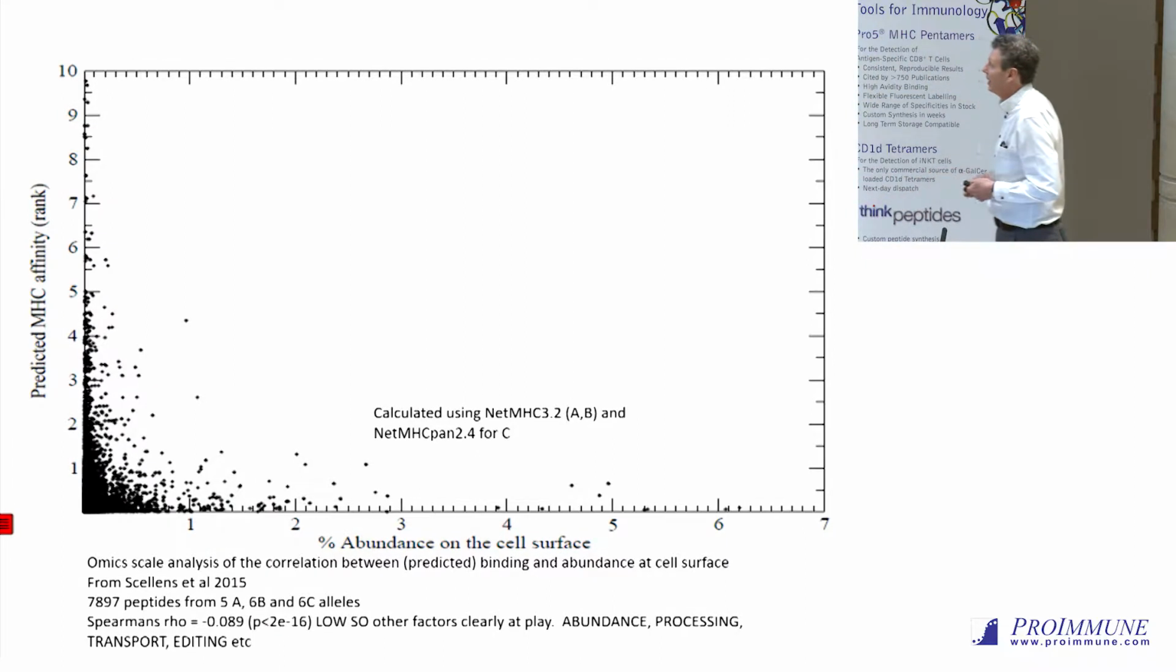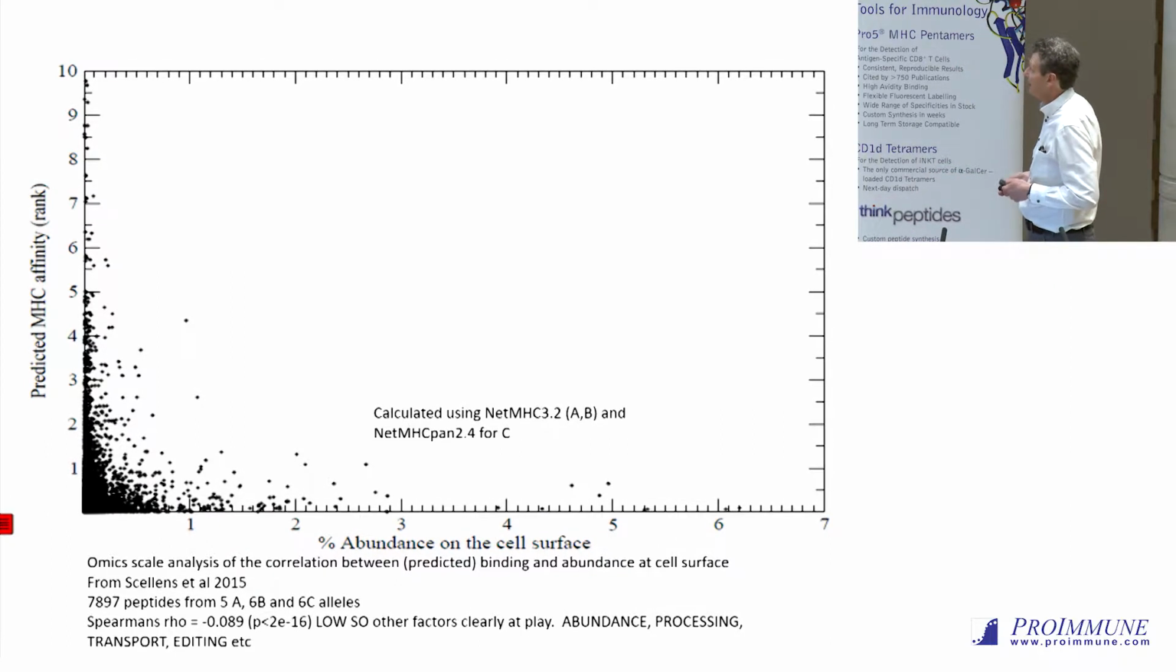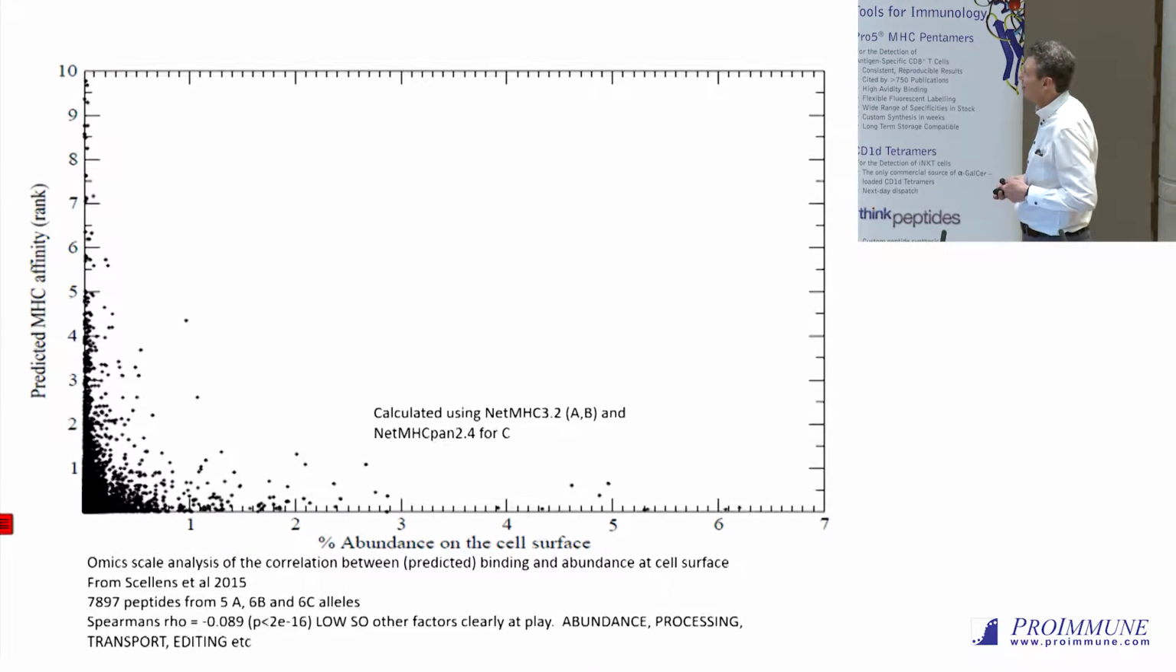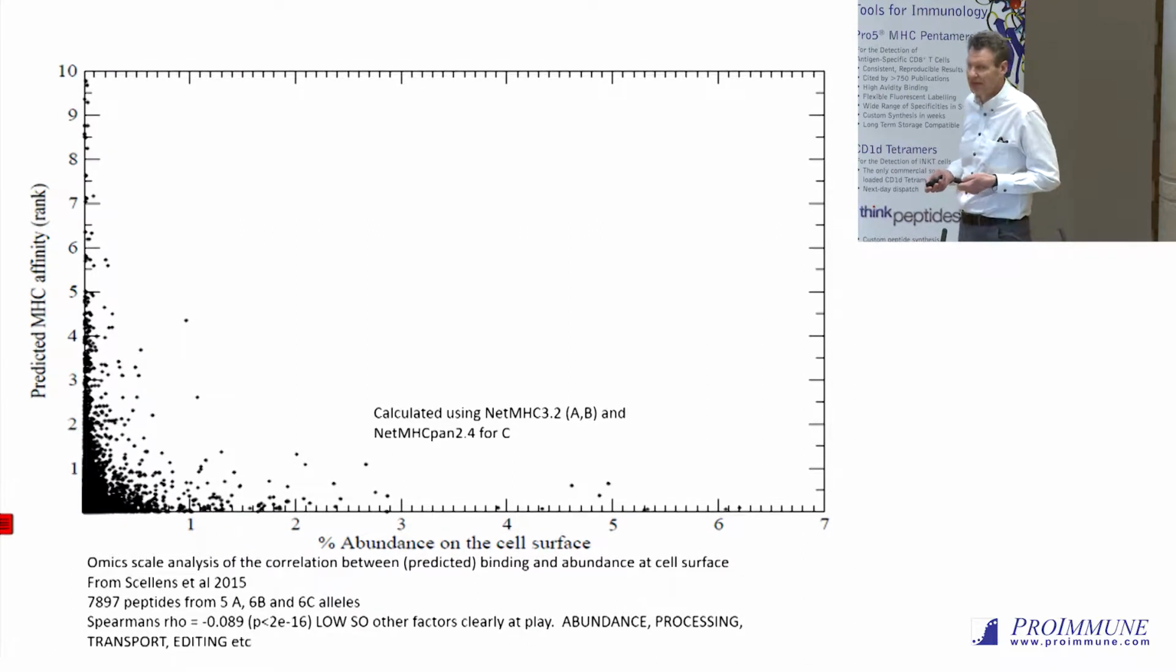We rely almost entirely on predicting peptide affinities as a way of predicting relative cell surface abundance. And this is a study done a couple of years ago that shows that while there is some correlation between predicted MHC affinity and abundance at the cell surface, it's by no means a very good predictor.